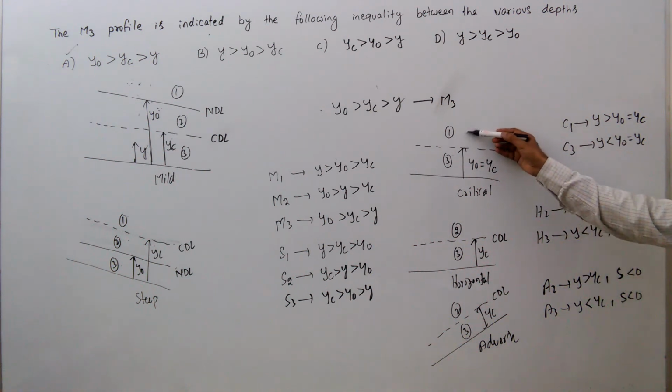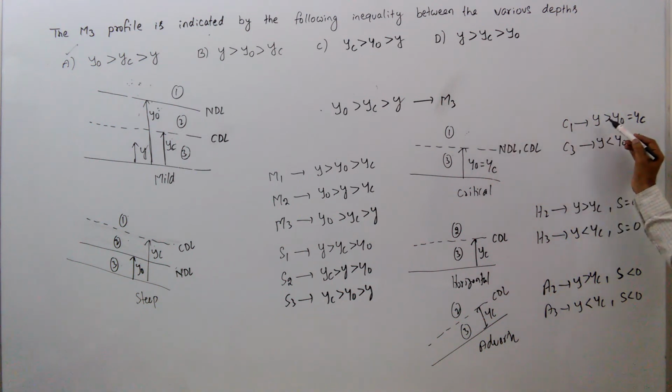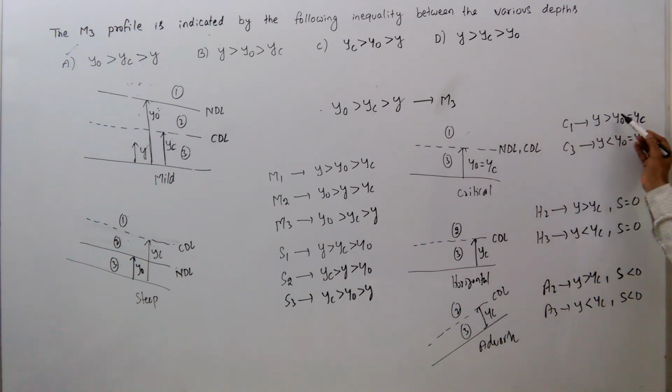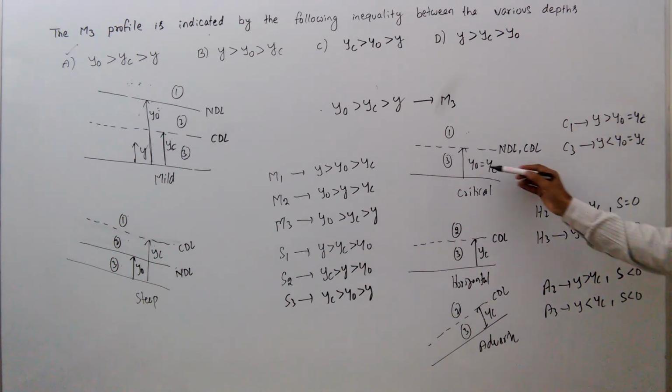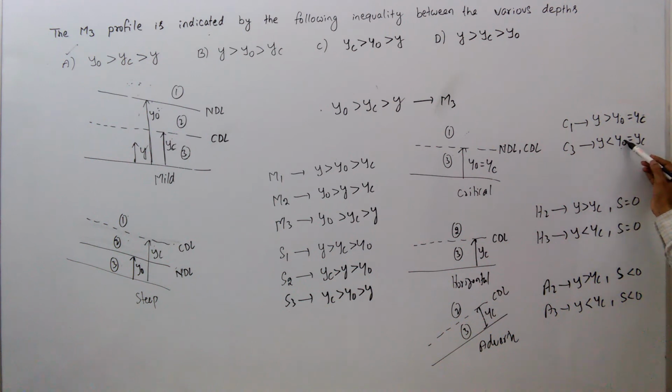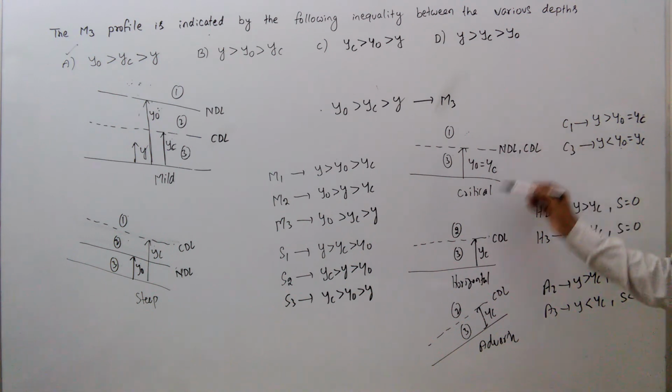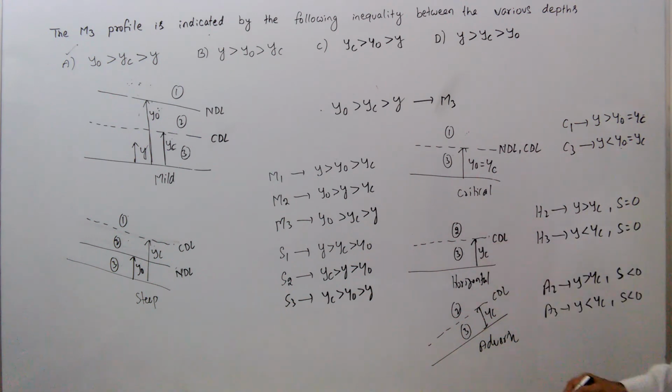If Y is above Y0, which is Y0 equal to YC, then C1 profile. If Y is less than Y0, which is Y0 equal to YC, that is C3 profile. And horizontal profiles are like this. In horizontal profile, only CDL exists and the NDL will be at infinity. That's why region 2 and 3 only will be there.